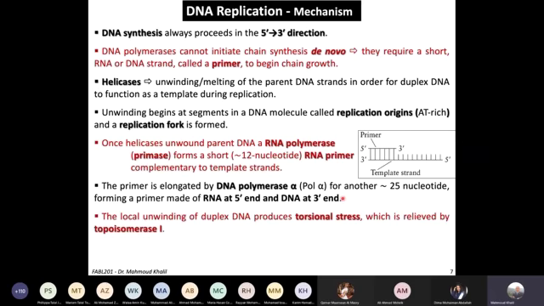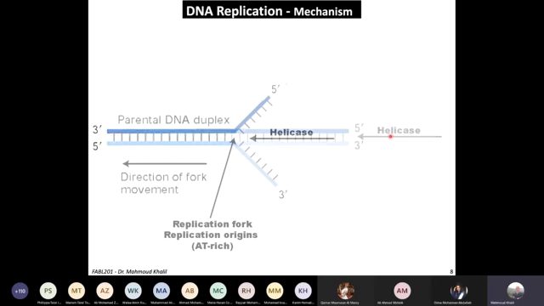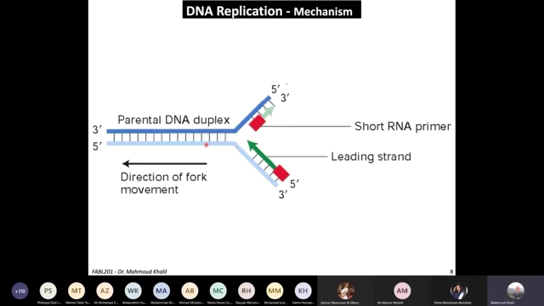So the local unwinding of duplex DNA produces, if you remember from last lecture, the torsional stress, which is relieved by topoisomerase 1. Let's see what's actually happening. So you have now a double-stranded DNA, and of course it is anti-parallel. You have the helicase, which starts unwinding of the DNA. Once it's open, the replication fork appears here, and the helicase is going on doing its job.